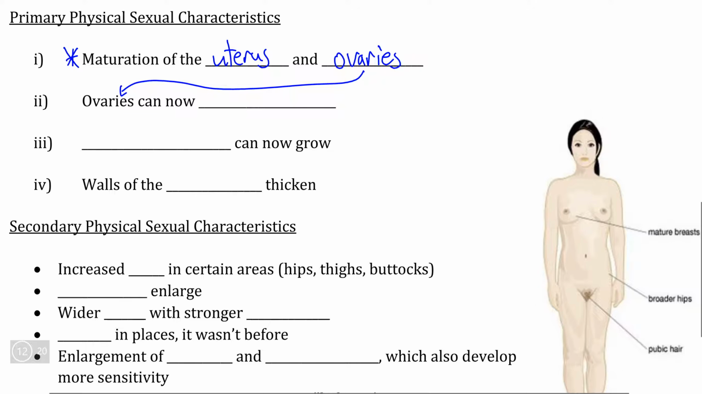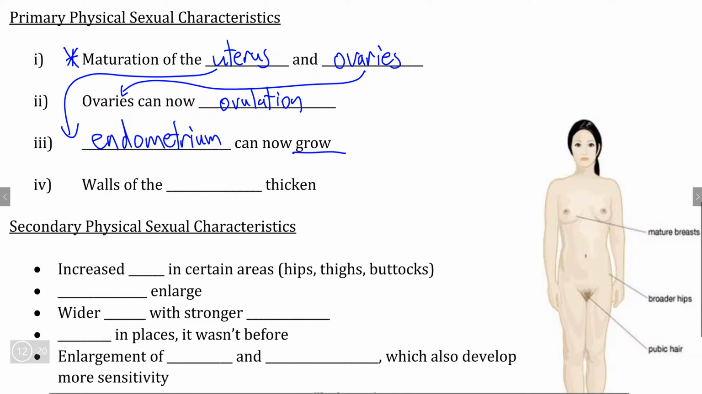Now, when talking about the ovaries, the primary feature that the ovaries can now do is the process of ovulation, because if the ovaries can't release any eggs, there's no chance of a birth ever happening. Now, regarding the uterus, we of course need to talk specifically about the endometrium, which can now grow and menstruate in the process of the uterine cycle in order to get the uterus ready to accommodate a potential fetus.